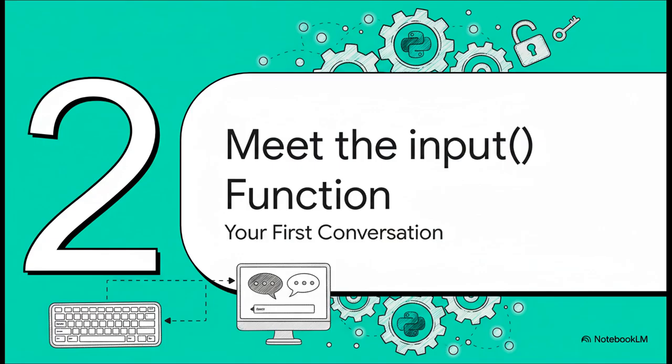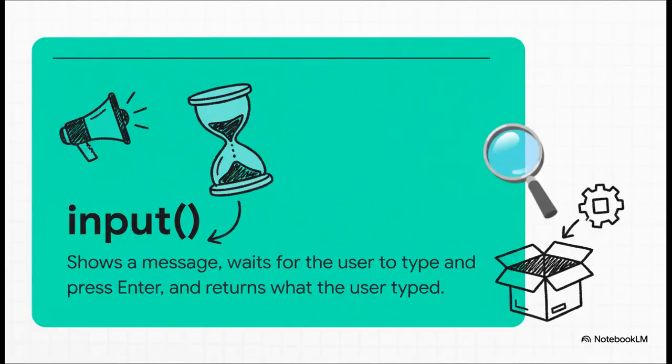All right, so it's time to officially meet the tool that makes all of this possible. This one simple built-in function is the absolute key to unlocking truly interactive programs in Python. The input function has a really simple three-step job. First, it shows a message to the user. We call that a prompt. Step 2, and this is the cool part, it completely pauses your program and just waits. It waits for you to type something and hit the enter key. And finally, step 3, it grabs whatever you typed and hands it back to your program as a little piece of data you can use.